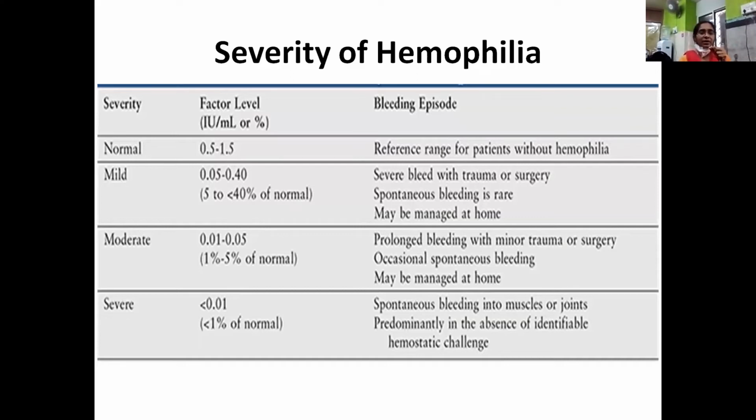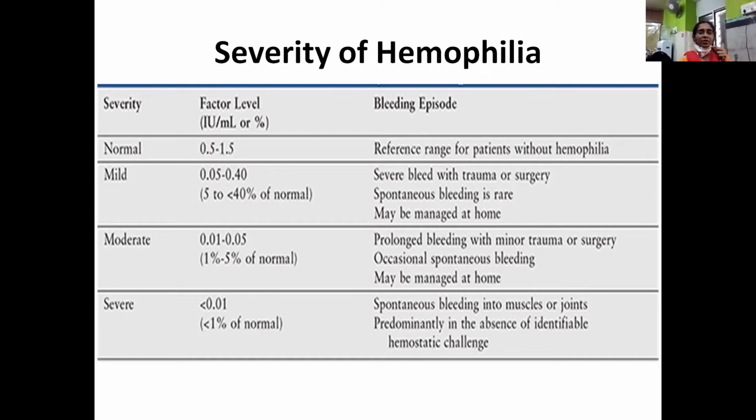So as you know, less than 1% of normal, that is severe hemophilia, is the most severe manifestation of the disease. Here the disease is characterized by spontaneous bleeds into muscles and joints, predominantly in the absence of any identifiable challenge. And apart from this, they can develop prolonged and excessive bleeding after any minor or major hemostatic challenge like trauma or surgery.